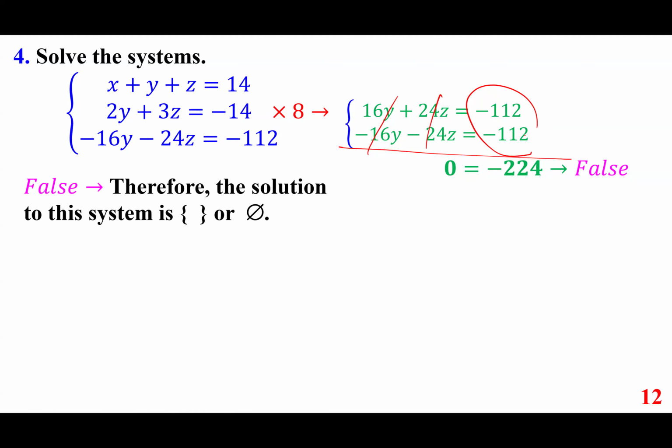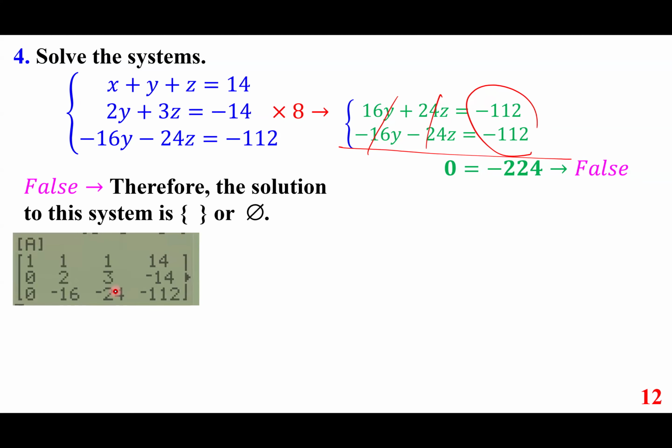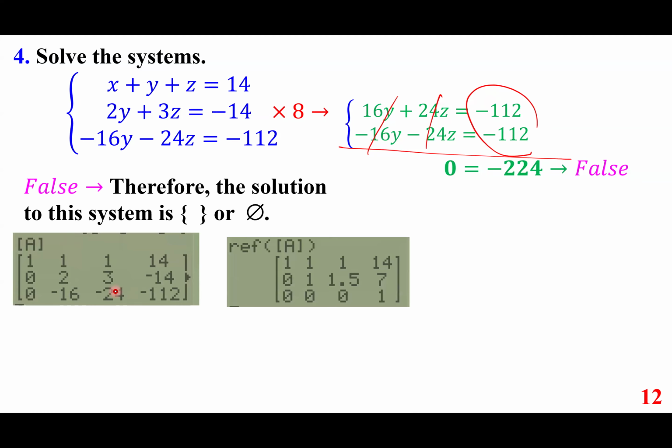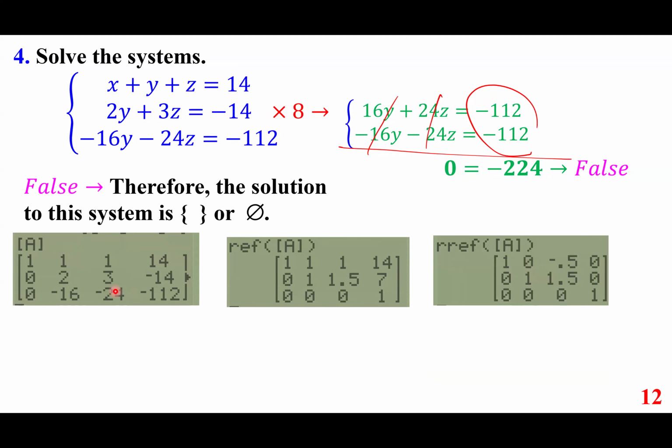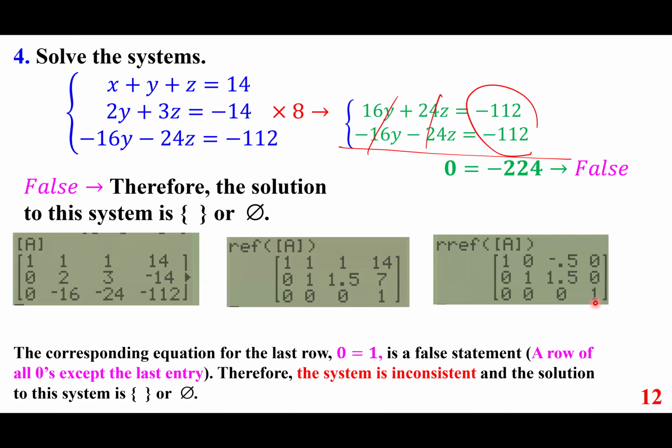If we were to do this with a calculator, we put the A in, we do REF or RREF. In both cases, look at the last row. All entries are 0, except the last one. The corresponding equation for the last row, 0 equals 1, because 0x, 0y, 0z. 0 equals 1 is a false statement, a row of all zeros, except the last entry. Therefore, the system is inconsistent, and the solution to this system is an empty set.